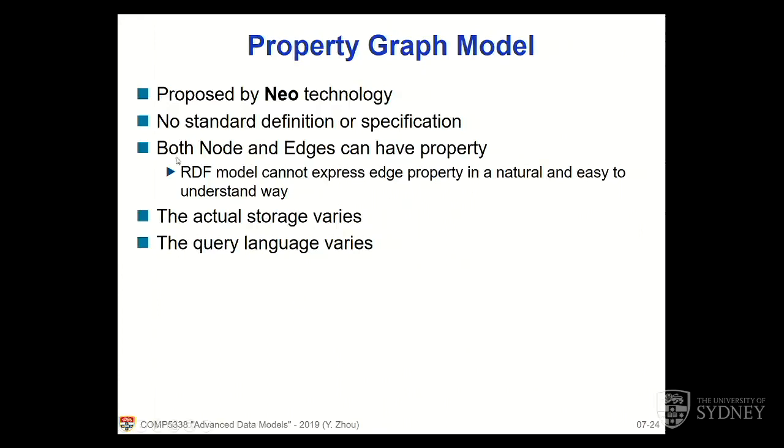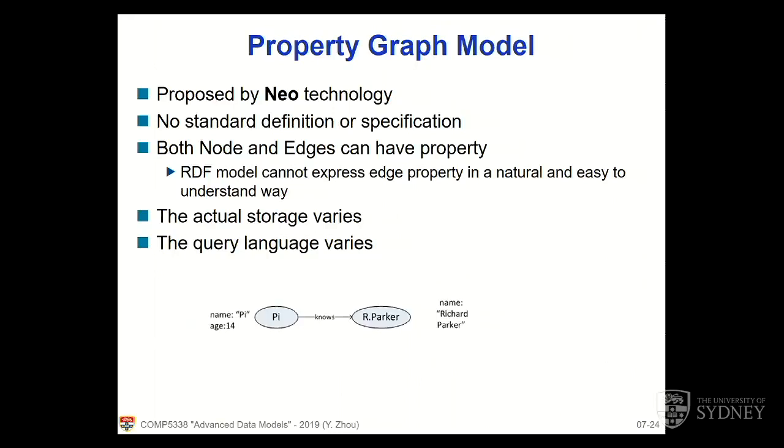So first, there's the concept of nodes and edges, and both of them can have properties. That's pretty natural. Well, the RDF model cannot really express edge properties in a natural way, so sometimes it's really hard to convert a real-world model into an RDF way. But the actual storage varies, and the query language basically varies, as you already saw. There could be Cypher, there could be Gremlin.